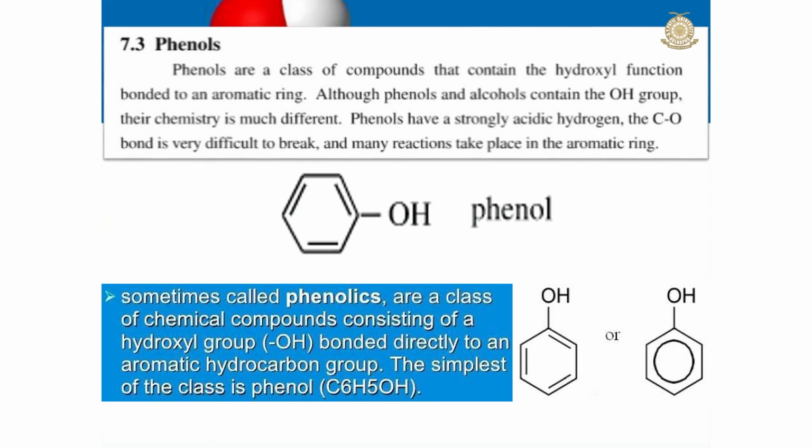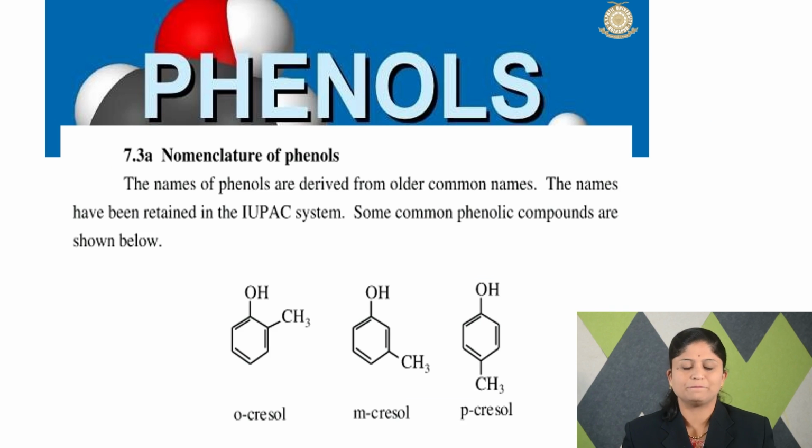Sometimes phenol compounds are called phenolics, because this is a class of chemical compounds in which the hydroxyl group is directly bonded to the aromatic hydrocarbon. We substitute one of the hydrogen atoms of the benzene, and we obtain C6H5OH, which is the structure of the phenol molecule.